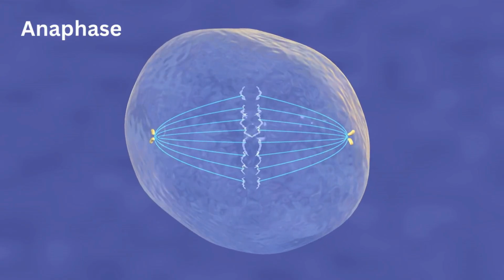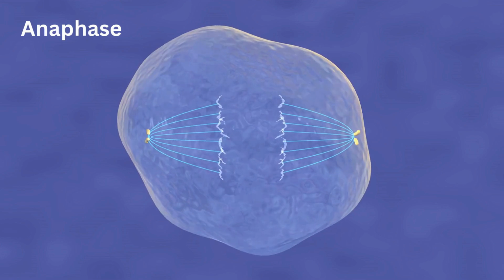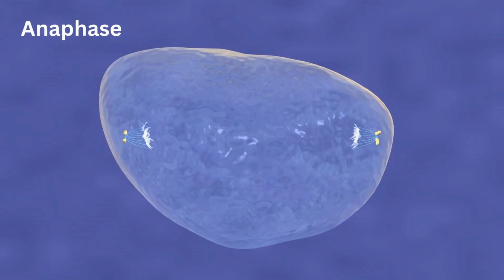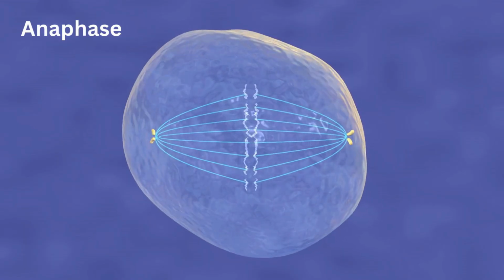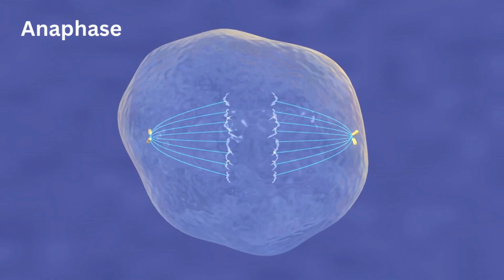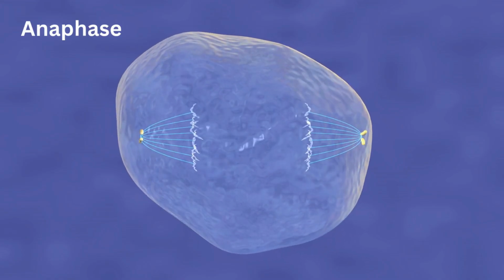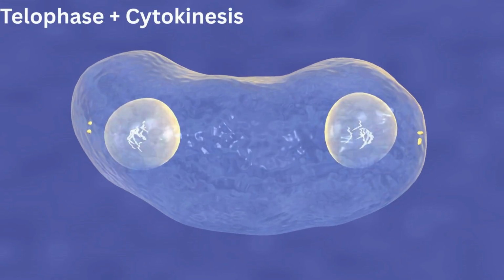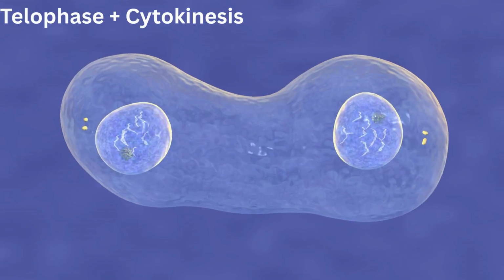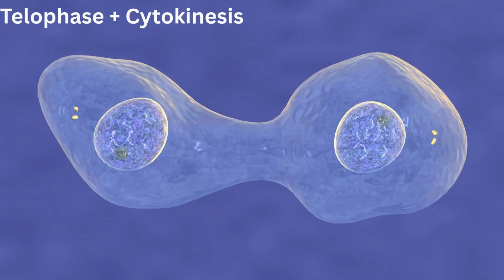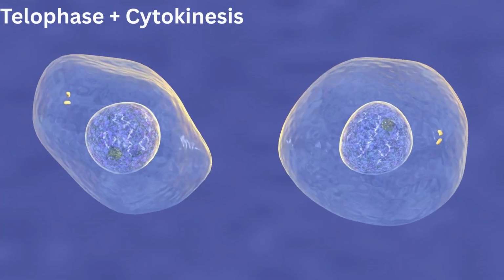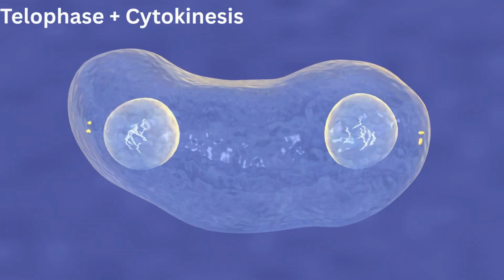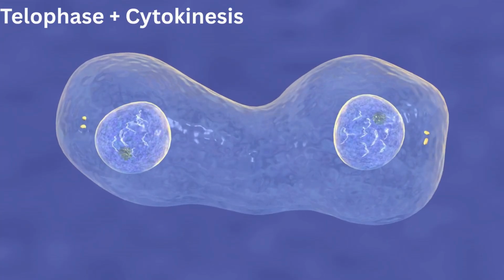Next comes anaphase. The sister chromatids separate and are pulled toward opposite sides of the cell by spindle fibers. Think of it like a tug of war, with each side pulling identical DNA copies to opposite ends of the cell. In telophase, the chromosomes reach opposite ends of the cell. New nuclear membranes begin forming around each set of chromosomes. Then cytokinesis begins, as the cell membrane pinches inward, until one cell divides into two separate daughter cells.